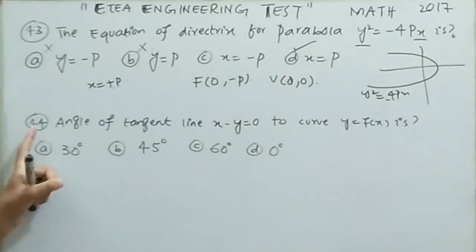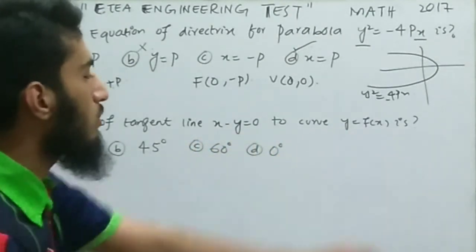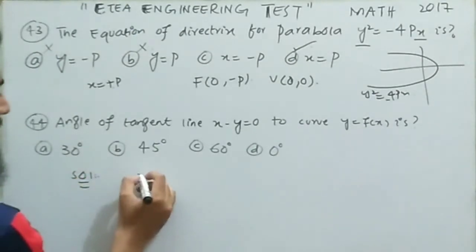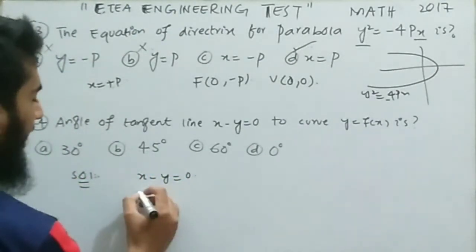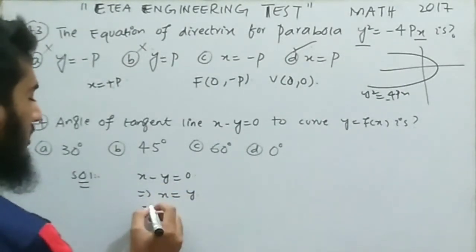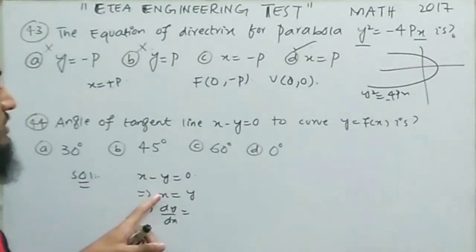Move to the next, MCQ number 44. The angle of the tangent line x minus y is equal to 0 to the curve y is equal to f of x will be. So move to the solution of this MCQ. So x minus y is equal to 0, this is given. Now shifting minus y to the right hand side, it becomes x is equal to y. Now differentiate both sides with respect to x. On this side we are left with dy by dx, and on this side the derivative of x with respect to x is equal to 1.